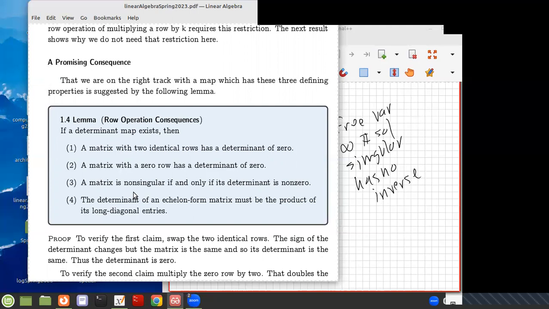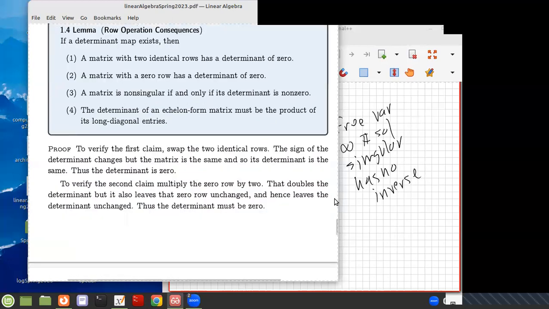If all its variables are leading, it's going to turn out that when I get to echelon form, the diagonal matrix is going to have entries that are not 0 on it. I'm not going to have a 0 row, so all of the diagonal entries won't be 0, and I can show that the determinant of an echelon form matrix must be the product of its long diagonal entries.